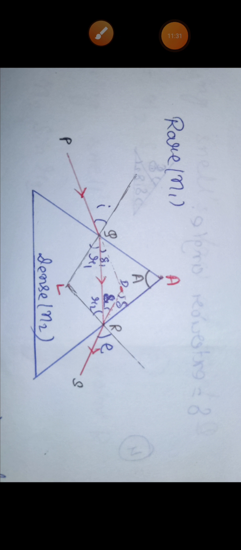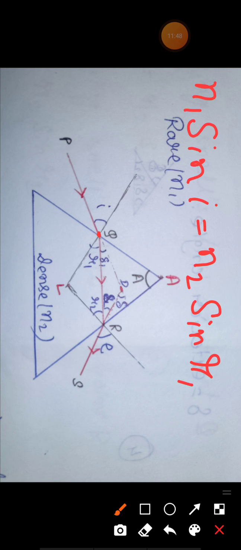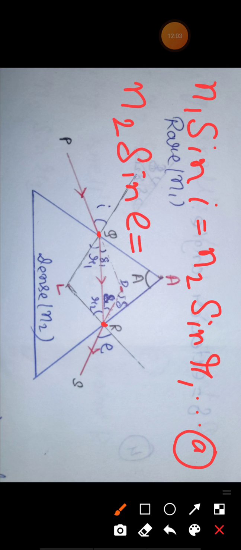Now we'll apply Snell's law at the point Q. If you apply Snell's law at the point Q, then what can you write? You can write that n1 sine I is equal to n2 sine r1. Suppose this is our equation number A. Correct. Now again we will apply Snell's law at the point R. So at the point R, if you apply Snell's law, then we can write that n2 sine E is equal to n2 sine r2.